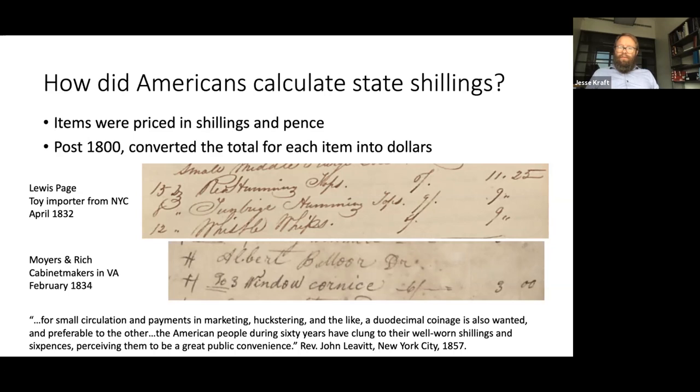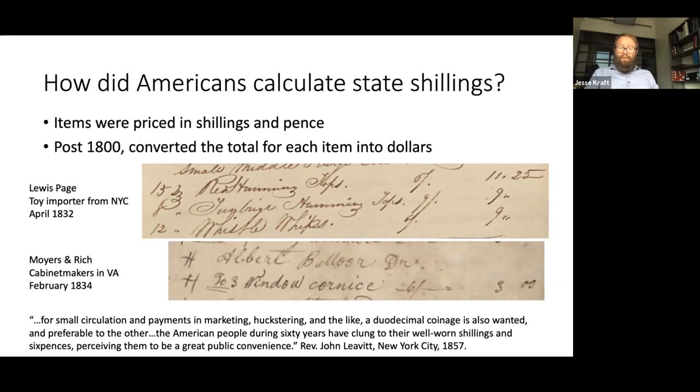The Reverend John Leavitt in 1857 says that for small circulation and payments and marketing, huckstering, and the like, a duodecimal system is also wanted and preferable to the other. The American people during 60 years have clung to their well-worn shillings and sixpence, perceiving them to be a great public convenience. So people considered this to be easier and in fact superior to simply using the regular decimal system that we're accustomed to today.